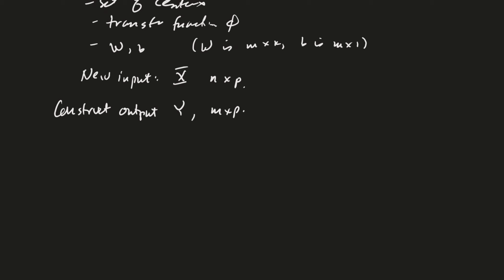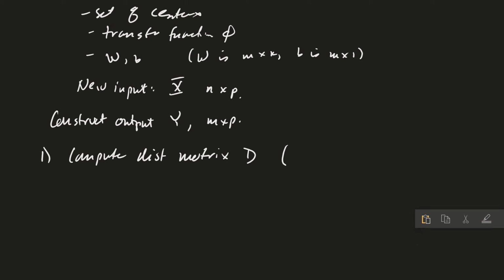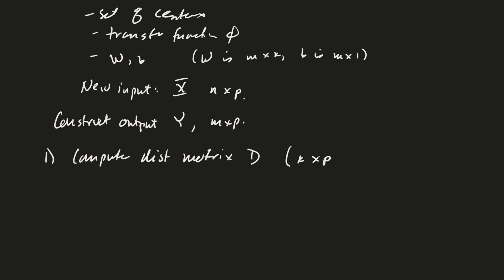It's pretty straightforward. We basically do what we did before. Number one, compute the distance matrix. And so we'll assume that that is, do you remember how big that's going to be? K by P, right? This is number of centers by number of input data. So typically, this would be a wide matrix. That's K by P. Okay.